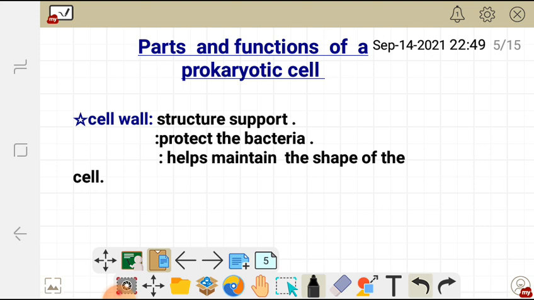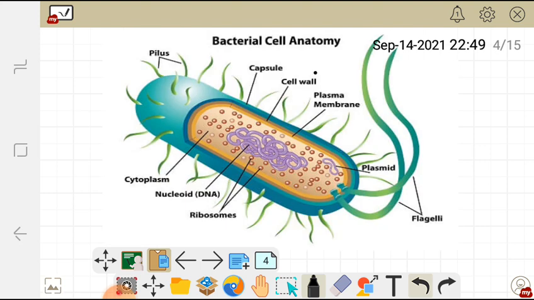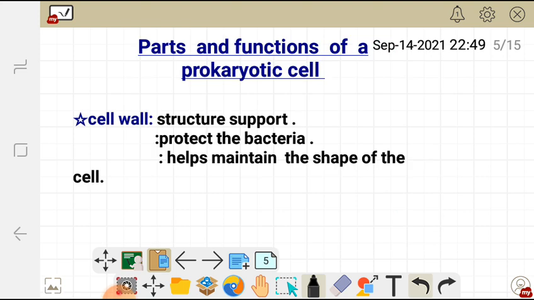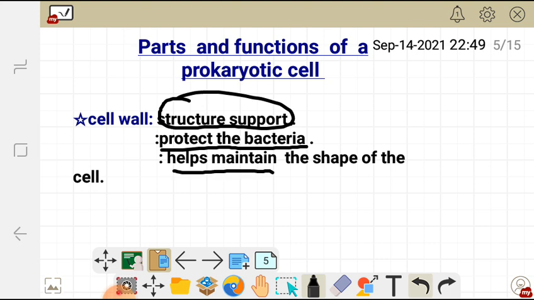A prokaryotic cell, we said, has a cell wall, this part here. What's the function of that part? It has the function of support, so it gives the structure support. It also protects the bacteria or prokaryotic cell, and it helps in the maintenance of the shape of the cell. The shape of a prokaryotic cell is maintained by the cell wall.